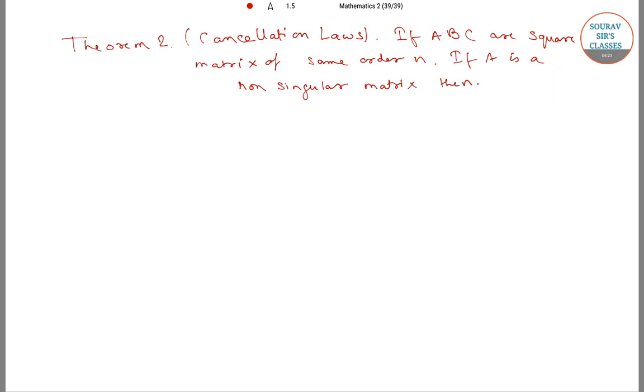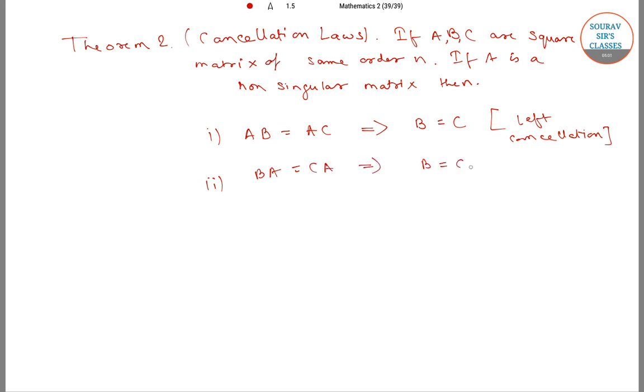Next is the Theorem of Cancellation law, which states that if A, B and C are square matrices of the same order n, and A is a non-singular matrix, then if AB = AC, this would imply B = C. This is the left cancellation law. And second, if BA = CA, then this will imply B = C. This is the right cancellation law.